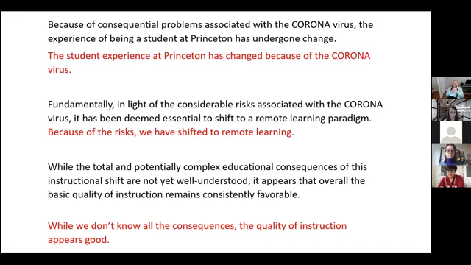The third one I had a lot of trouble with. While we don't know all the consequences, the quality of instruction appears good. I wanted to say, appears to remain good, but I really wanted to get rid of those three words. So I'm hoping that the word appears conveys, you know, I said it appears that overall the basic quality of instruction remains consistently favorable. So the way I would approach a sentence like this is I go through this and say, what words can I pull out of here? Do we care about total and potentially? Certainly not needed.